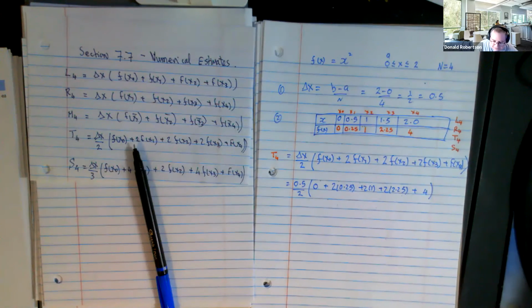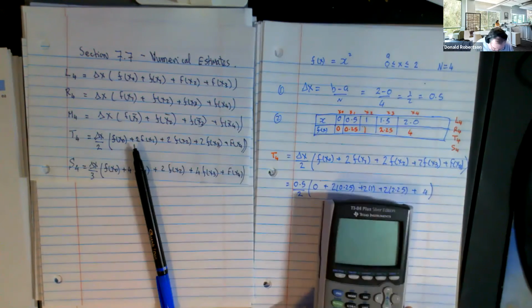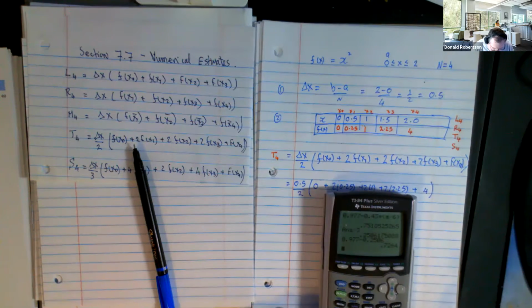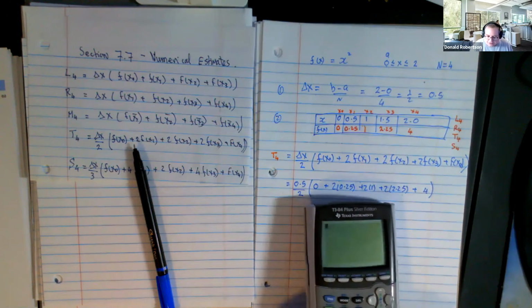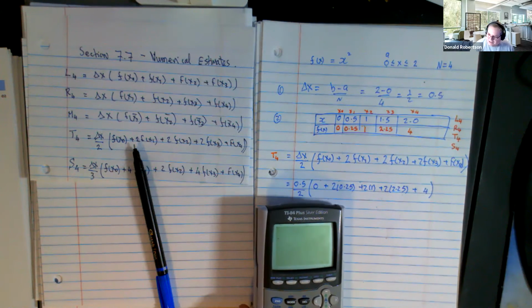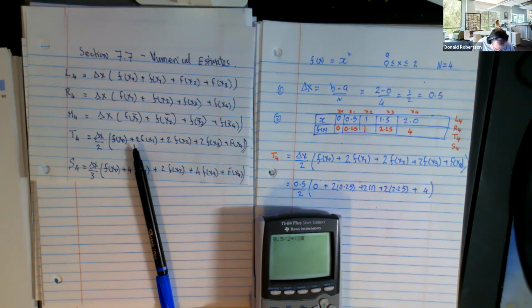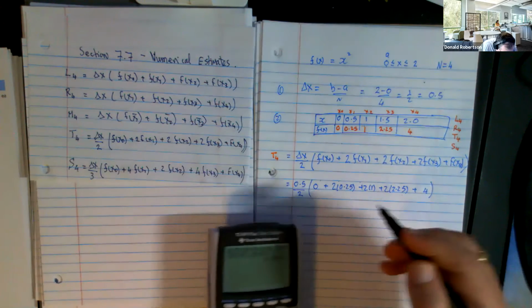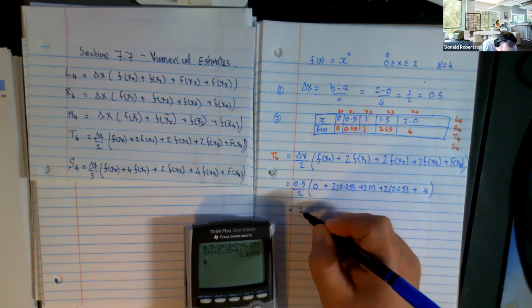So the next stage is you get your calculator. And you essentially try and bevel this so the light's a little bit better. And you just be careful, which for me is very difficult because I'm not a very careful person. 0.5 divided by 2 times a bracket, 0 plus 2 times this number plus 2 times the next plus 2 times the next plus the last number. Close the brackets, enter.